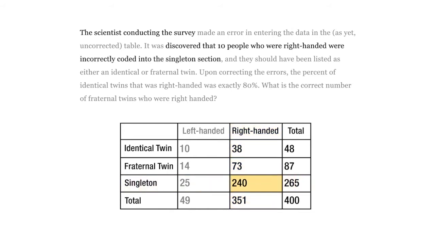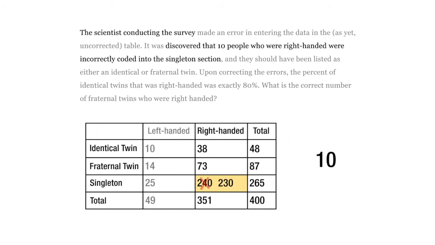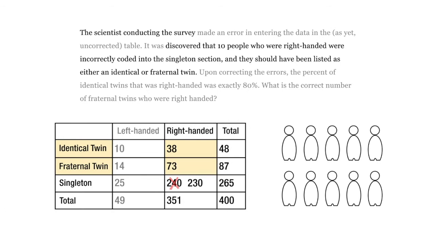So right here, instead of 240, we should have a number that's 230, okay? And then it probably will change some other numbers like this one, but we're not going to worry about that right now. And they should have been listed as either an identical twin or a fraternal twin. So those 10 people who were coded as singletons are twins, but we're not sure if they're identical or fraternal yet.